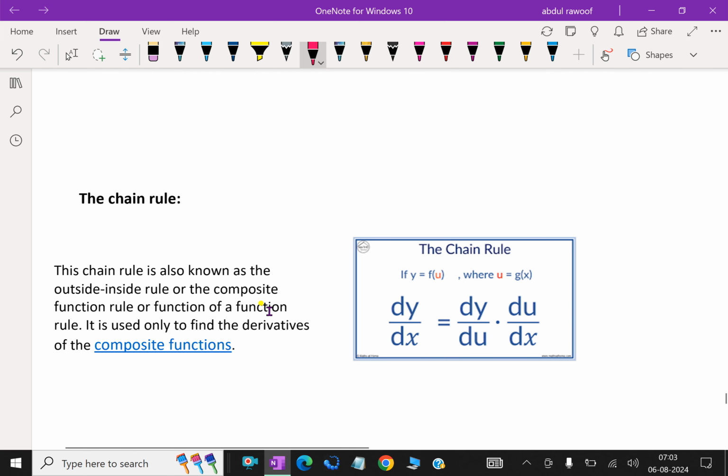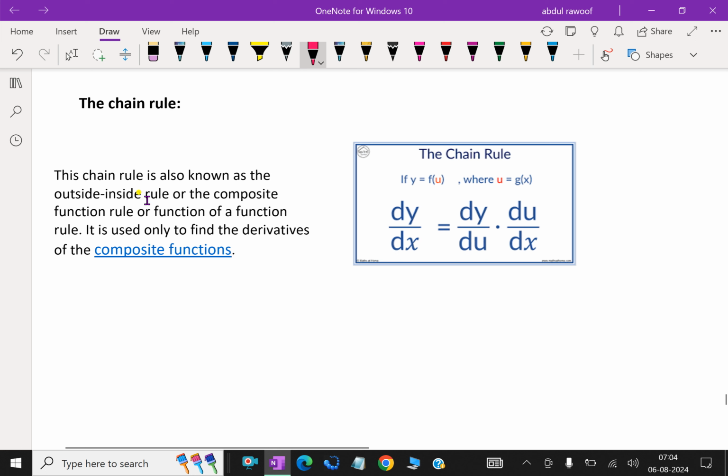Next one, the chain rule. The chain rule is also known as the outside-inside rule, or composite function rule, or function of function rule. It is used only to find the derivatives of composite functions. Look at here, chain rule: if y equal to f of u, where u equal to g of x, then dy by dx equals dy by du, first derivative, and multiply with the derivative of this one, that is du by dx.